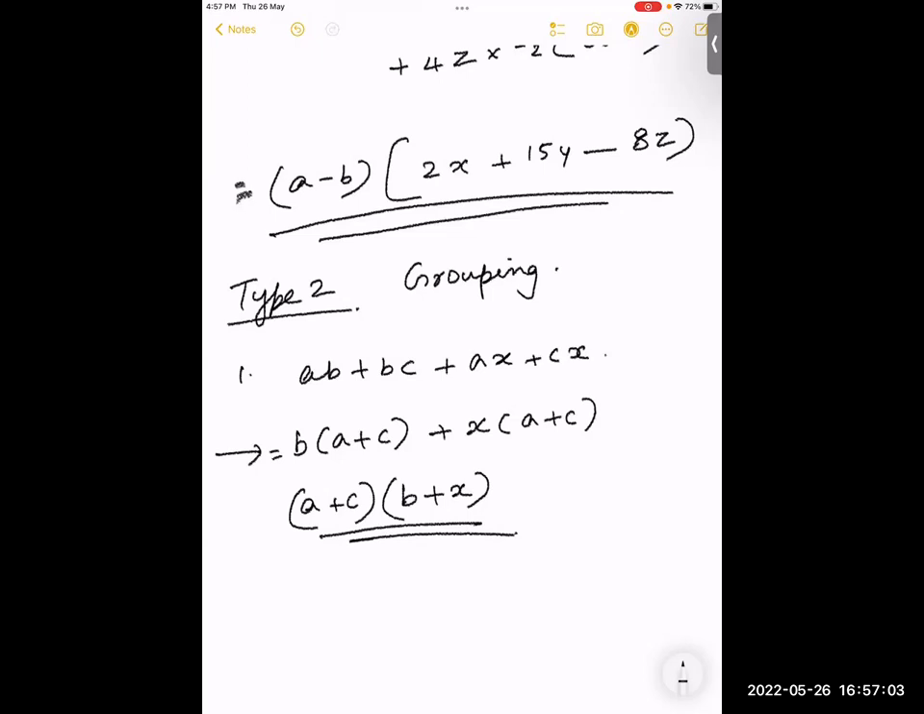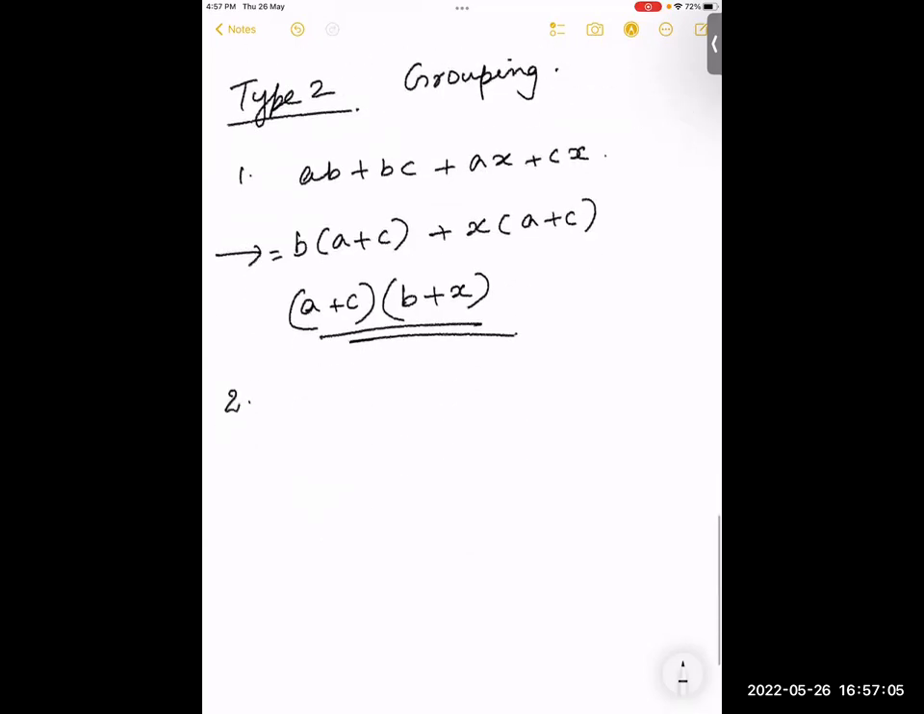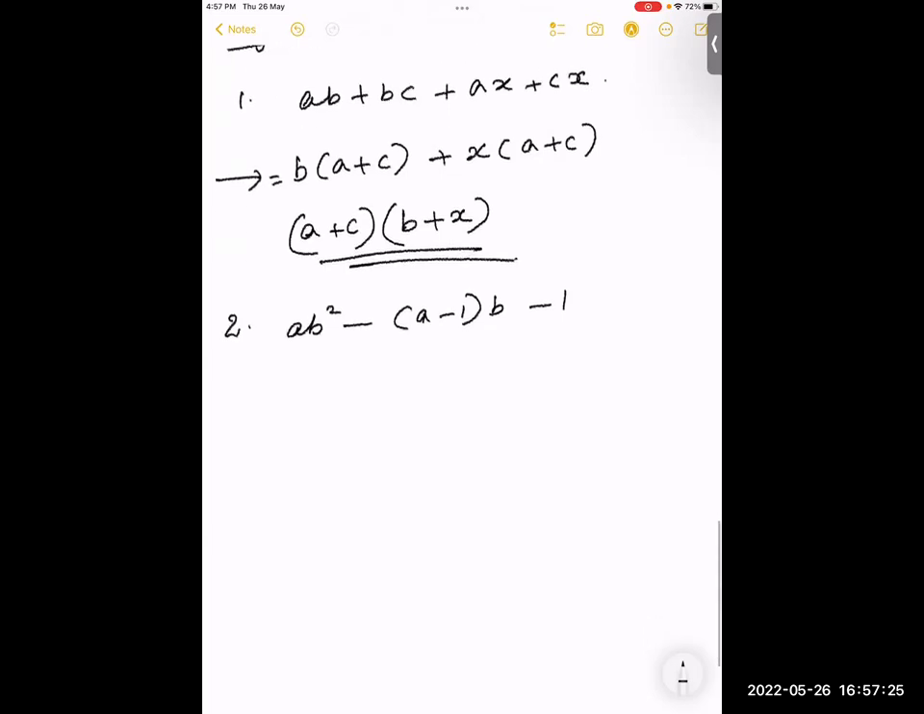Okay, let's do the next question. Can I move on? Second question is AB square minus A minus 1 into B minus 1. So when this kind of question comes, you might be a little confused. You don't see anything common here. Nothing is looking good. So here what you will do, just expand it.